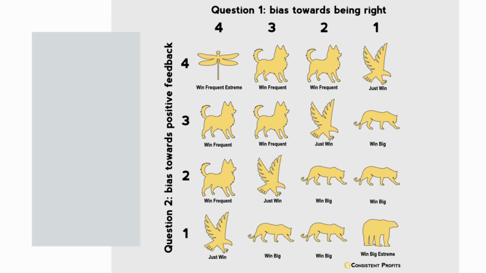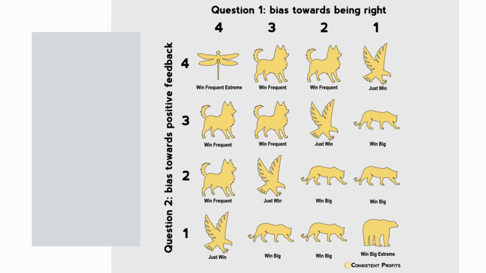And then you go to question number 2, bias towards positive feedback, right? Bias towards positive feedback. Mark yourself as a 4. I mean, if you mark yourself as a 4, you're in the first row. If you mark yourself as a 1, you're in the last row. And you would just go over, you would match the row and the column of the numbers that you match, and that would be you.